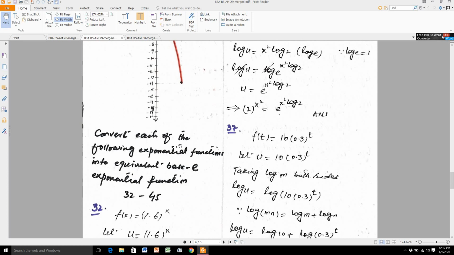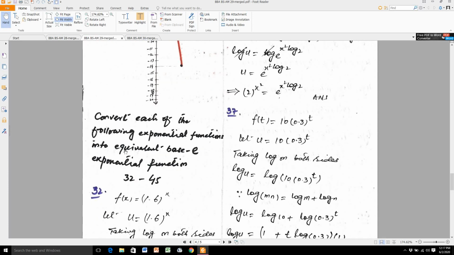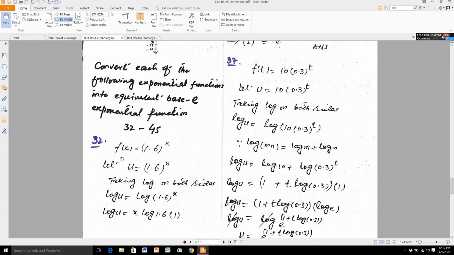Now we see how to convert each of the following exponential functions into an equivalent base e exponential function. In this way you have questions number 32 to 35, 45. Here I take question number 32. It is f of x is equal to 1.6 raised to the power x. What we have to do here is convert this exponential function into base e. We convert this exponential function into an exponential function whose base is e.